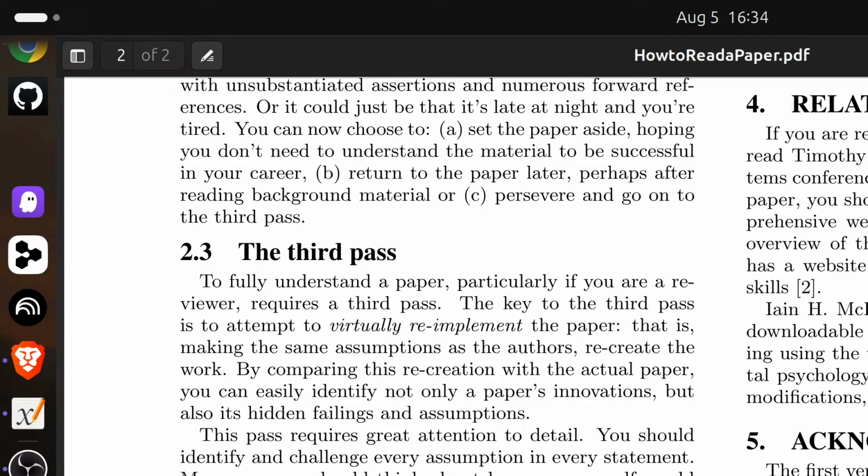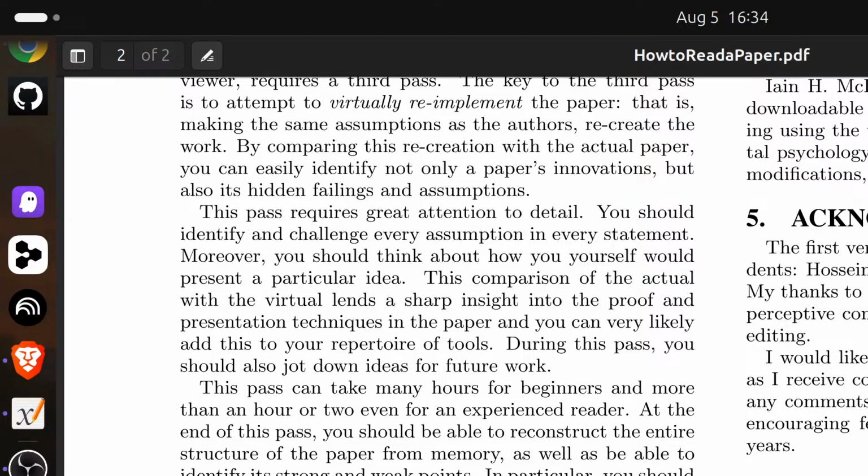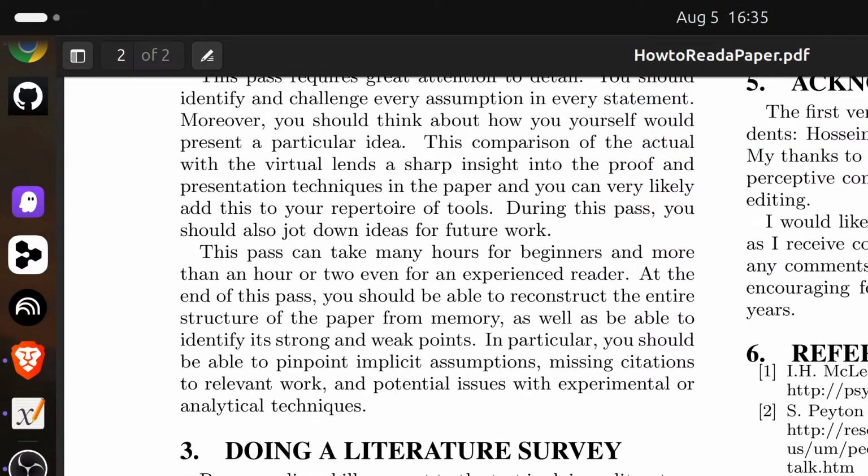This pass can take many hours for beginners and more than an hour or two even for an experienced reader. At the end of this pass, you should be able to reconstruct the entire structure of the paper from memory, as well as be able to identify strong and weak points. In particular, you should be able to pinpoint implicit assumptions, missing citations to related work, and potential issues with experimental or analytical technique.